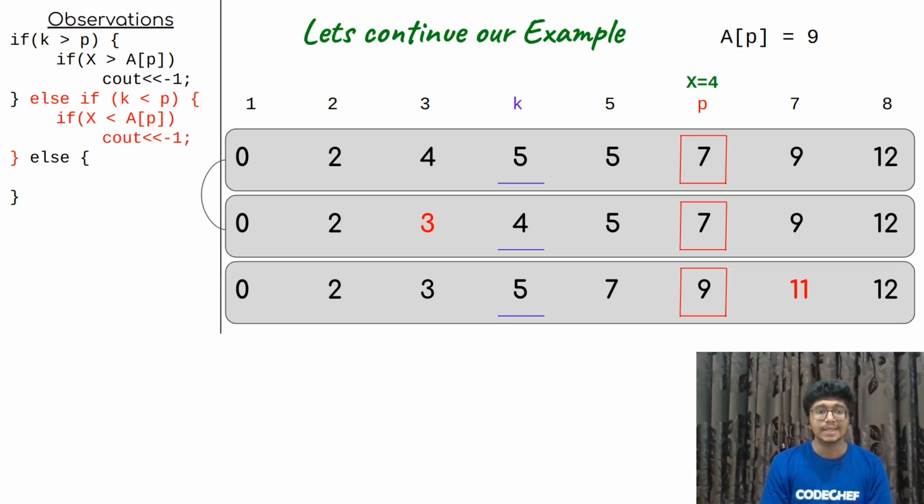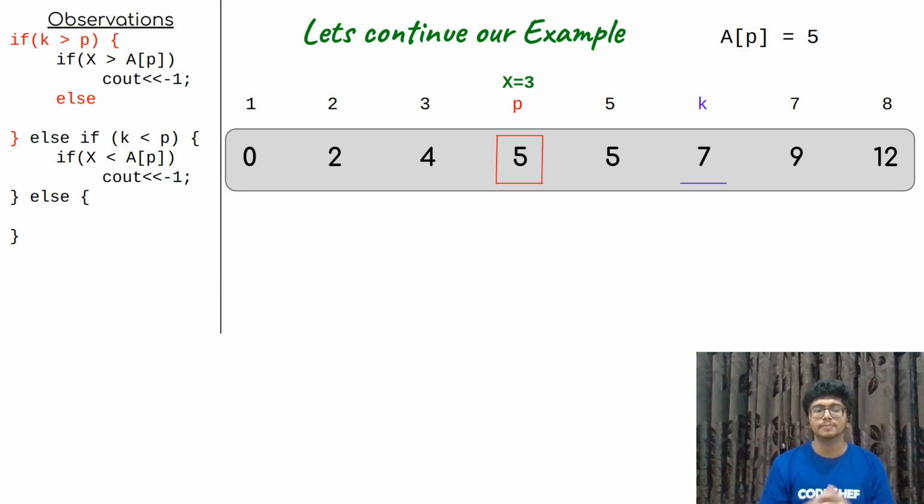So if you see, don't you think this is kind of a symmetry? If you look at the first and the second observations, what we observe is we have looked at the cases for k and p, corresponding to x and the value of a of p, that for these particular cases in the observations panel, you can see that you would be printing a -1.